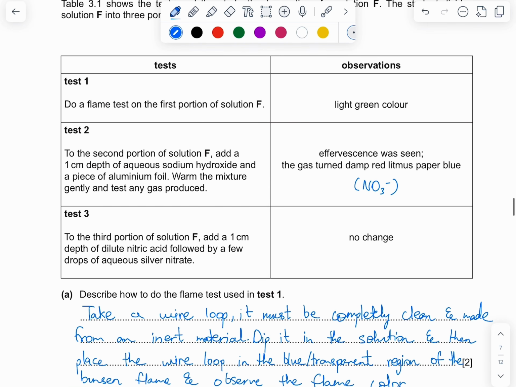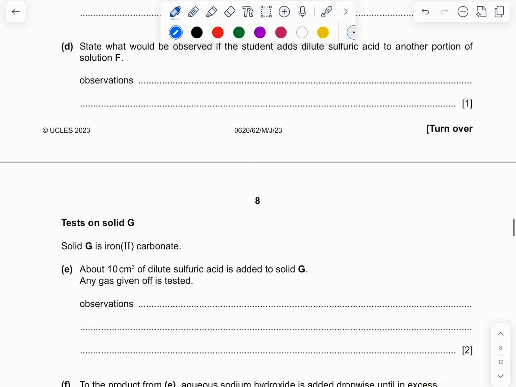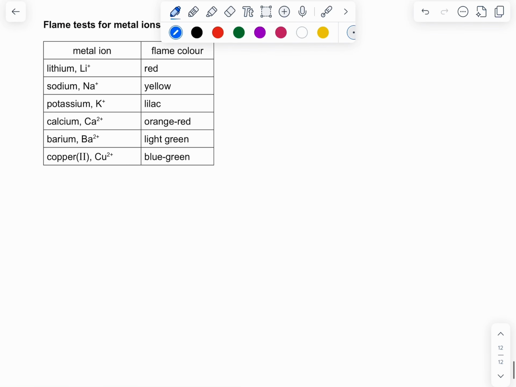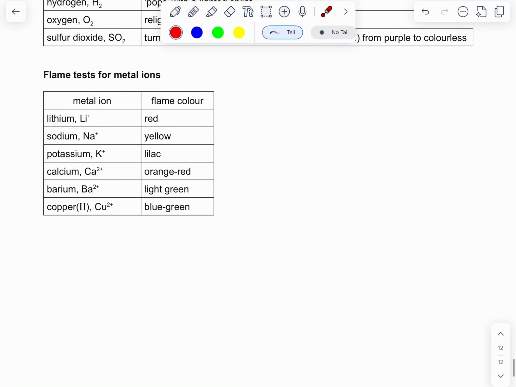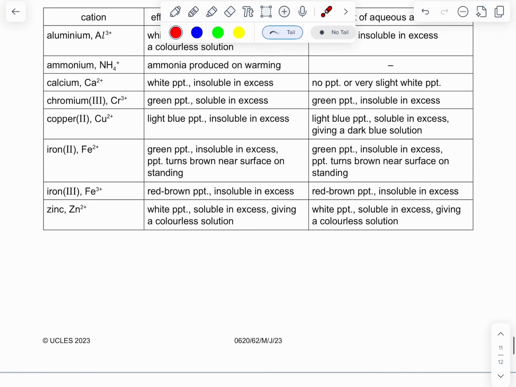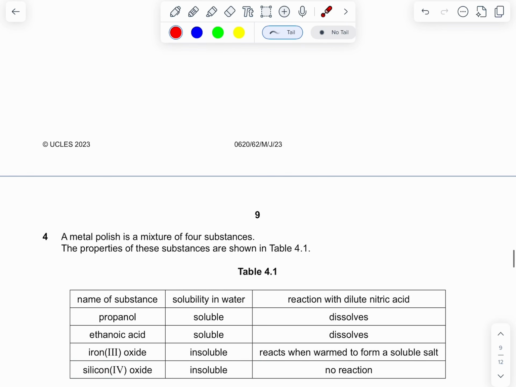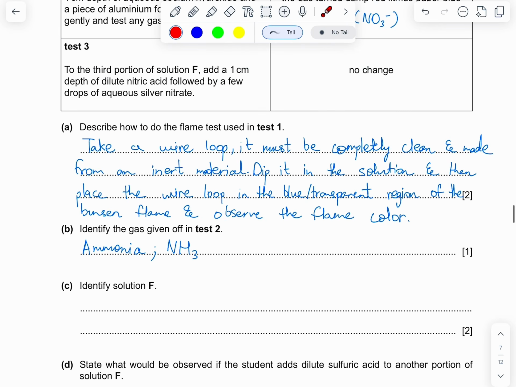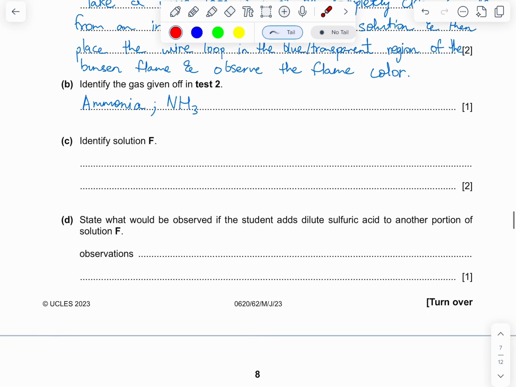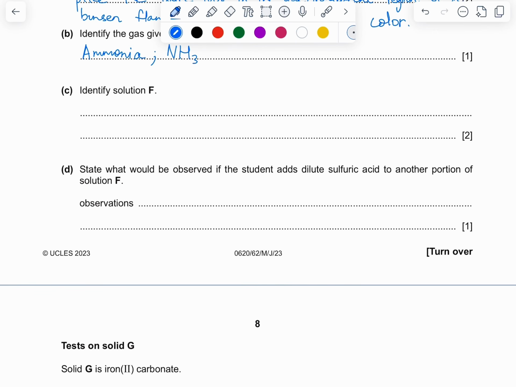Because of this test. And the light green color, who produces that? You should remember, barium is the only green flame that you have to study. Look at this, light green color is only barium. Copper is blue-green, but it can only be considered blue as well. Barium is the only ion that produces a light green colored flame, and that is what is mentioned, right? So it should be barium nitrate.